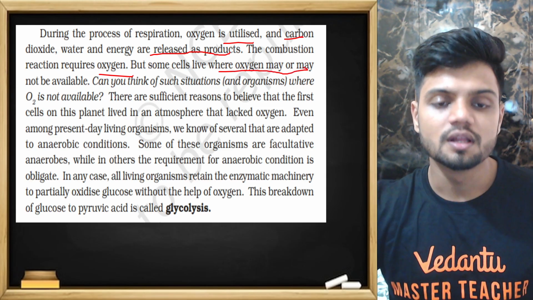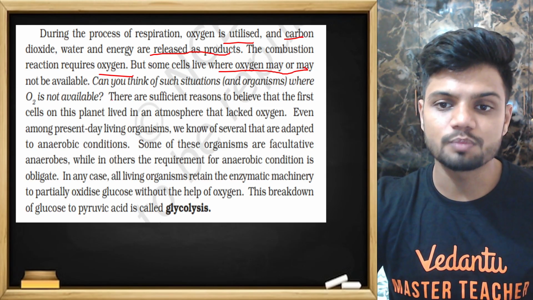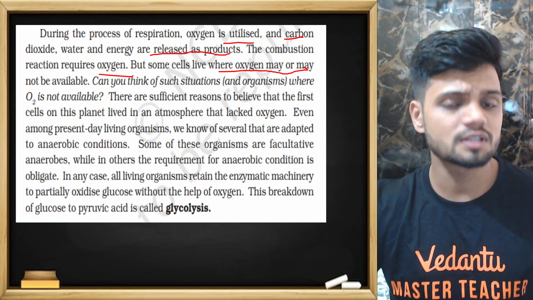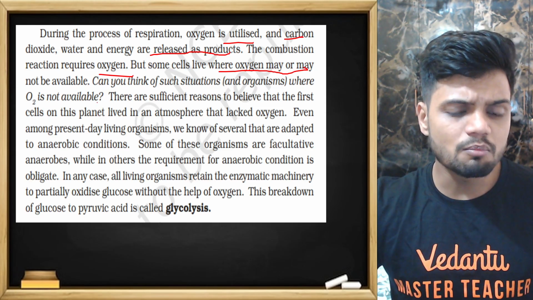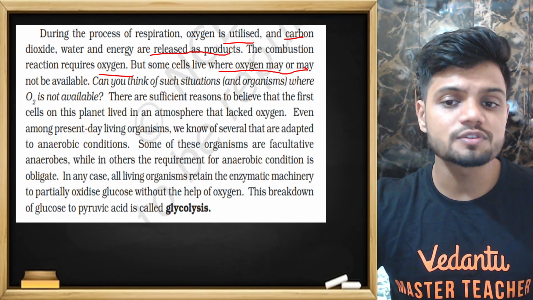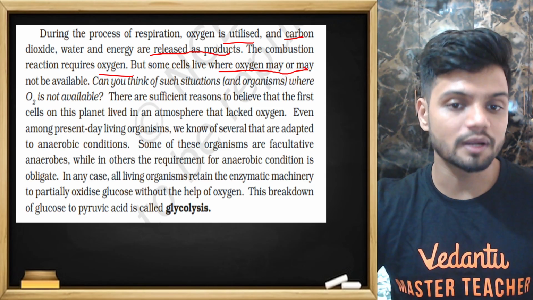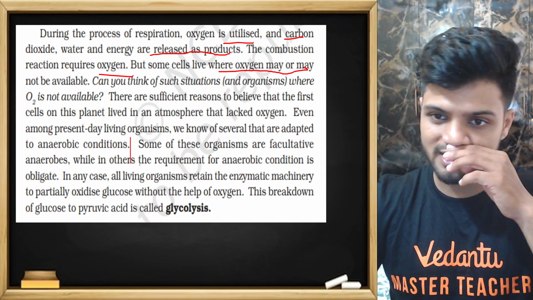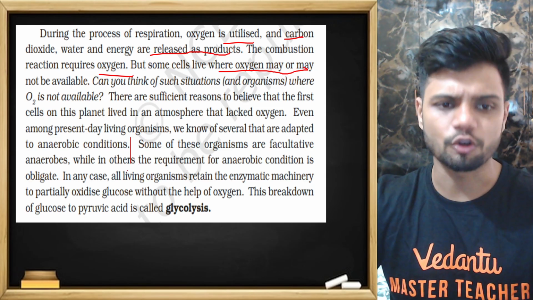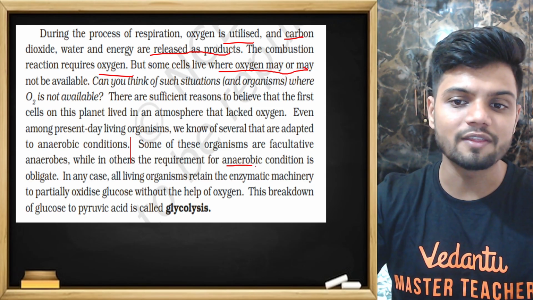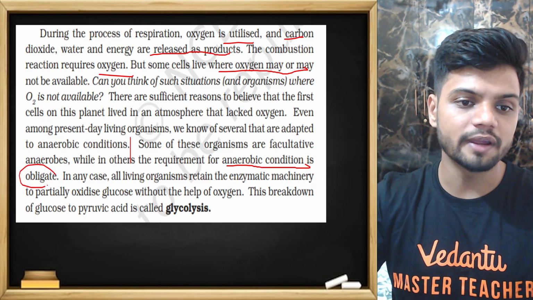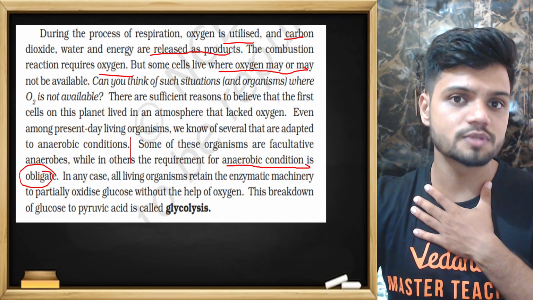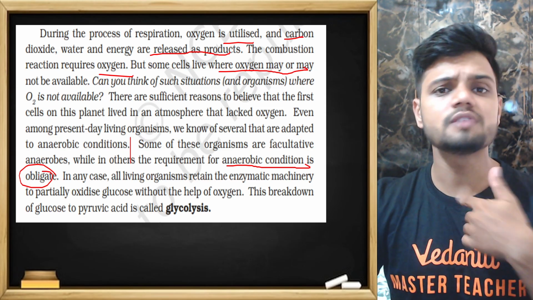Anaerobic conditions. There are sufficient reasons to believe that the first cell on the planet lived in an atmosphere that lacked oxygen because it was evolved in such a way. Even among present day living organisms, we know of several that are adapted to anaerobic conditions. Bacteria, right? Some of these organisms are facultative, meaning flexible anaerobes, while some require anaerobic conditions, obligate. Obligate means strict. Like how we are obligate aerobes, we need oxygen. Without oxygen, we cannot survive.